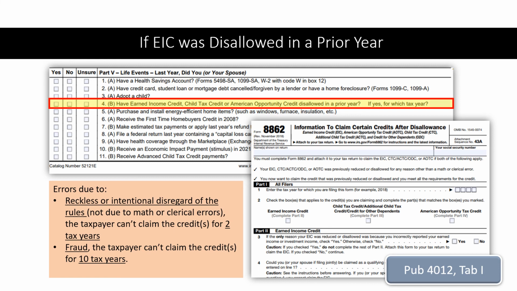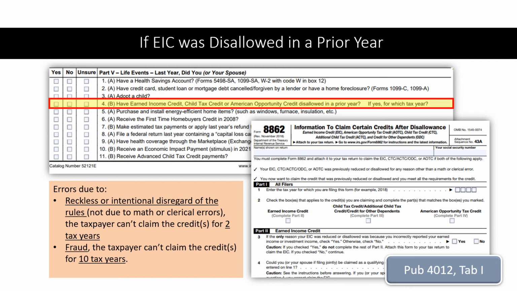If indeed they had EIC disallowed in that prior year, then Form 8862 is a form that can be filled out to help them begin to claim the credit again. But if the disallowance was due to a reckless or an intentional disregard of the rules, so this is not like a math error or a clerical error, the taxpayer is not going to be able to fill this form out and begin claiming the credit again for 2 tax years after the disallowance. And if this disallowance was due to fraud, they will not be able to claim the credit for the next 10 tax years.